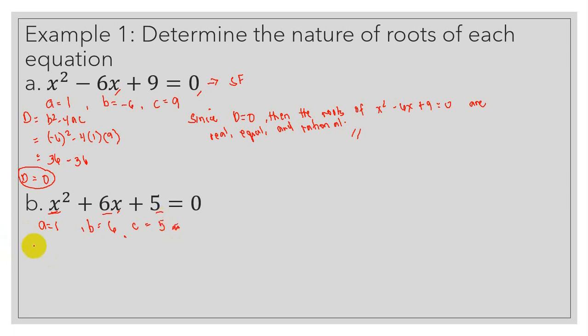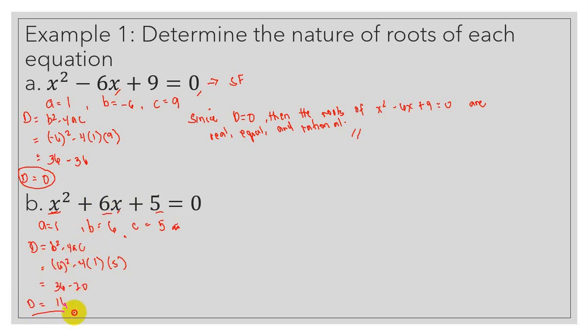And then, after that, discriminant formula, D equals B squared minus 4AC. Substitute the values. So the value of B is 6 squared minus 4 times A, which is 1, times C, which is 5. Then you can directly compute this on your calculator, and then for the manual computation, 6 times 6 is 36, minus 4 times 1 times 5 is negative 20. Then 36 minus 20 is 16. The discriminant now is 16.